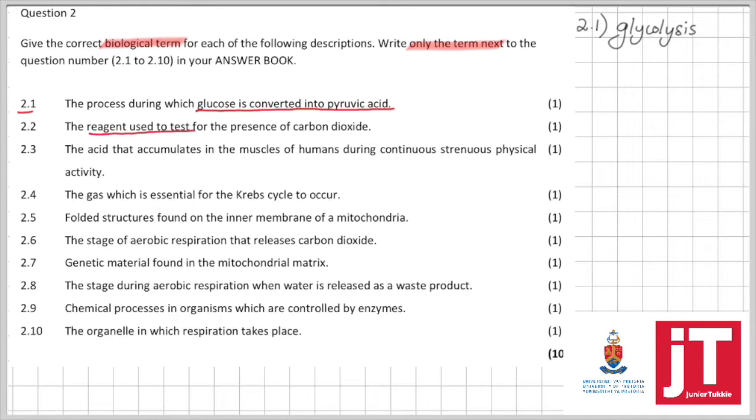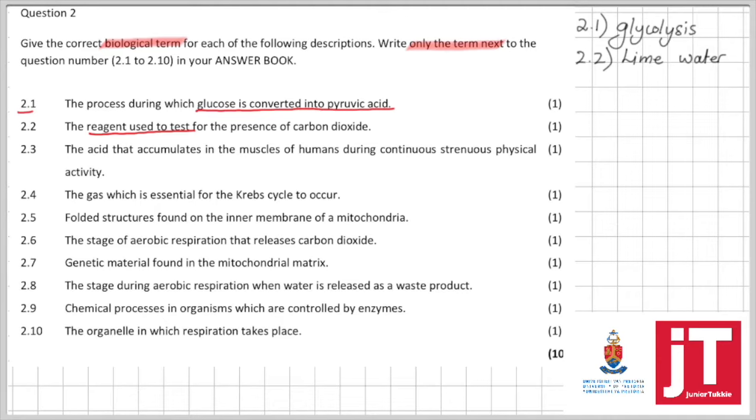Looking at 2.2, the reagent used to test for the presence of carbon dioxide. So here we're looking at the test for carbon dioxide, but now specifically referring to the reagent. Now, you need to ask yourself this question: what is the test for carbon dioxide? Well, if carbon dioxide is present, clear lime water turns a milky color. So in this case, question 2.2 has to deal with the reagent, and that is the lime water. Okay, so if we're looking at the terminology there, we're looking at the substance lime water.